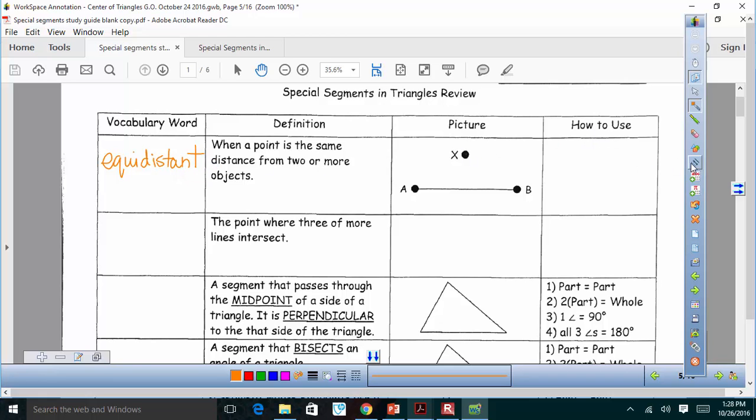Okay, and so an example of that would be if I was going from A to X, this distance would be exactly the same as from B to X. So I'm going to label these as being the same. Okay, and the only thing that we could use for this is that part would equal part here.